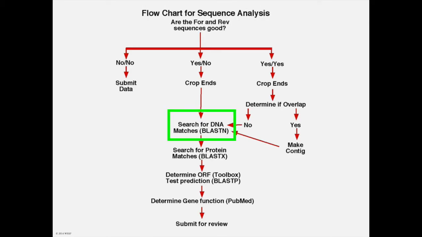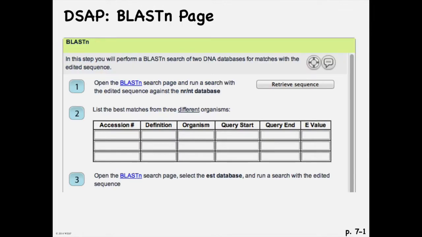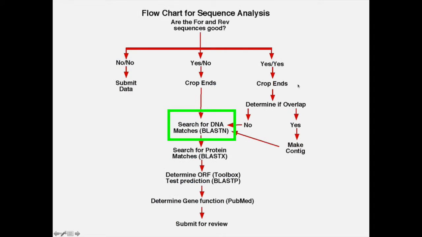So we've gone through here and now we're at this point where we're going to search the database to see if there are any matches to our sequence. And now we get to this BLASTN page on DSAP. And again, if you get confused, there's this life preserver that you can click on and you can get some videos or information for help. But what you're going to need to do is retrieve your sequence. So click on here and copy the sequence.